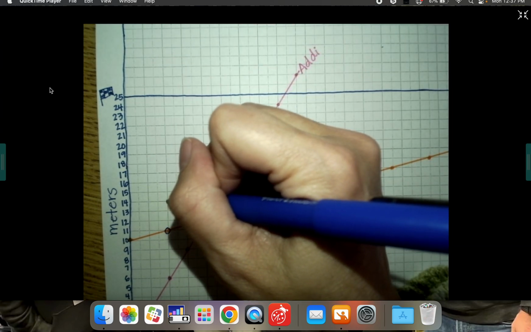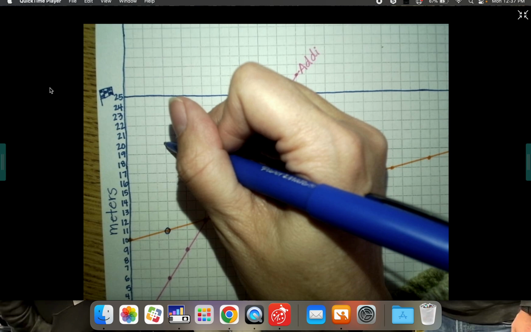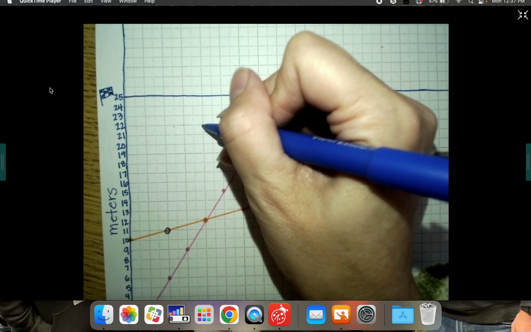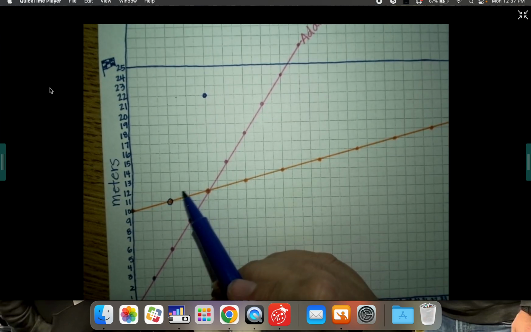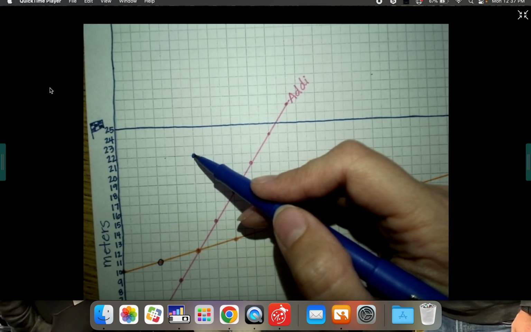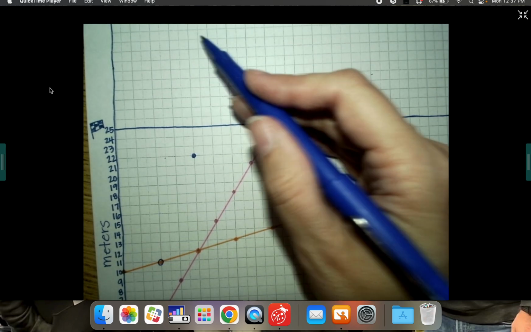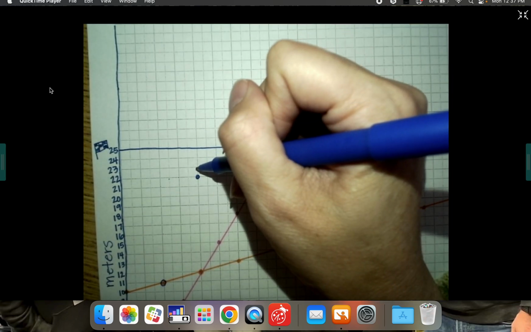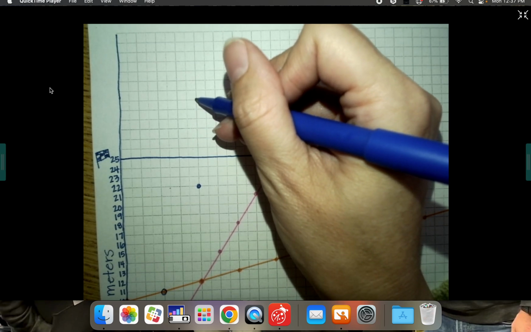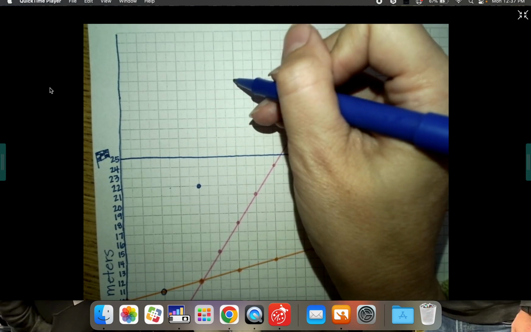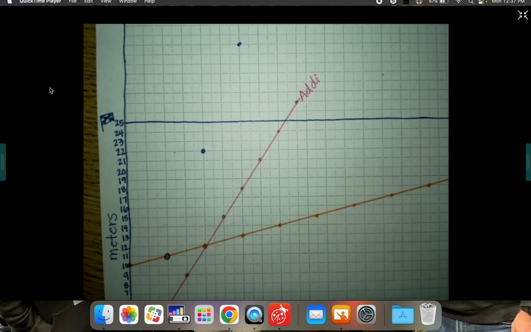So 1, 2, 3, 4, 5, 6, 7, 8, 9, 10, 11 over 1, 2, 3, 4. So your next dot should be up 11 more over 4 more from this dot. And that's not going to exactly cross, so I'm going to go ahead and go up 11 over 4 more. I know it's going to be past the finish line, but that's okay. 4, 5, 6, 7, 8, 9, 10, 11 over 1, 2, 3, 4. This will just help me get a really straight line.